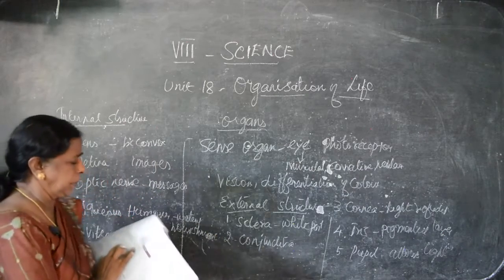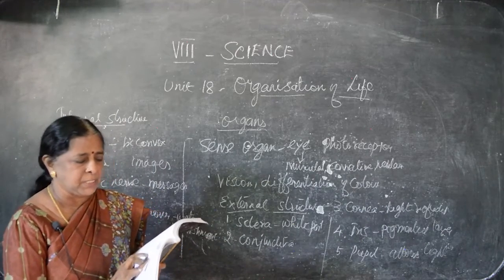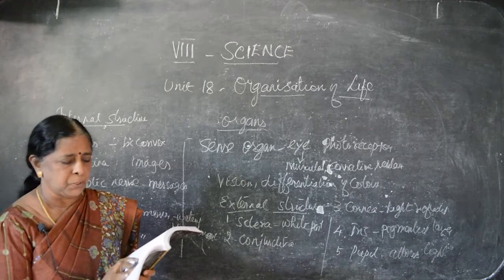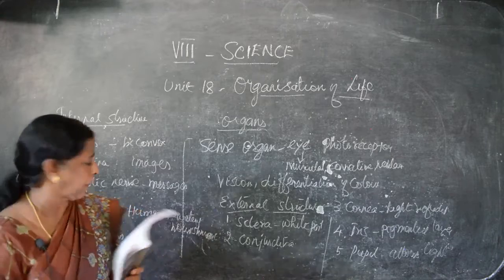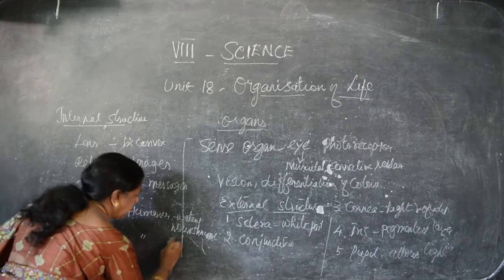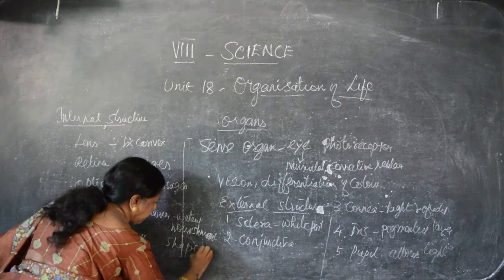And vitreous humor is a semi-solid, transparent, jelly-like substance that covers the inner portion of the eye. It plays an important role in maintaining the shape of the eye. Vitreous humor is mainly for the shape of the eye.